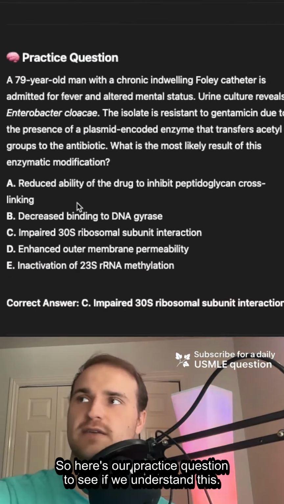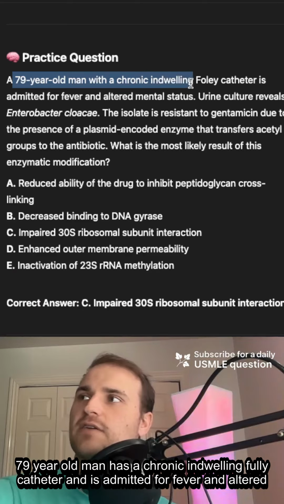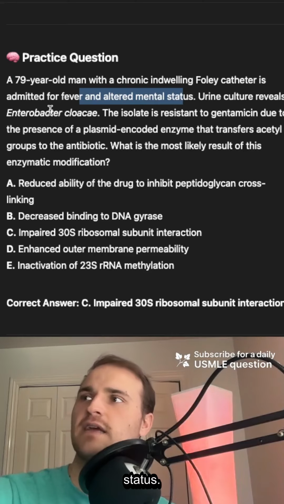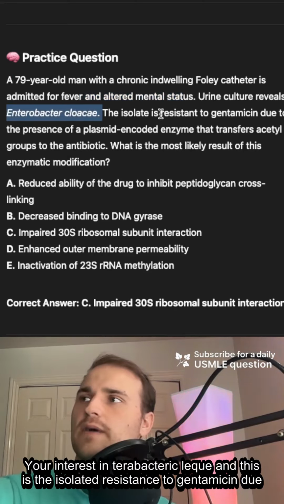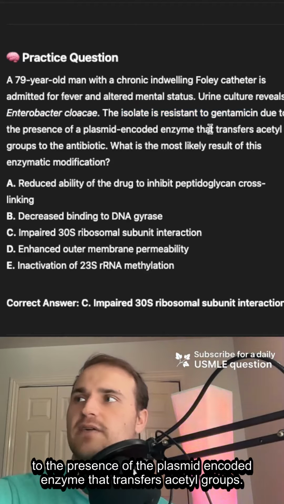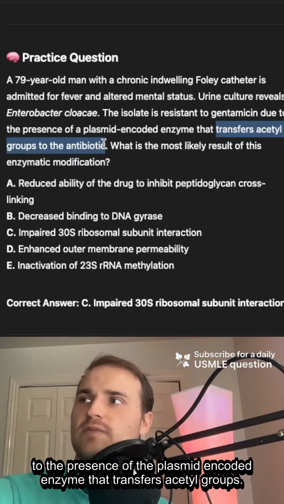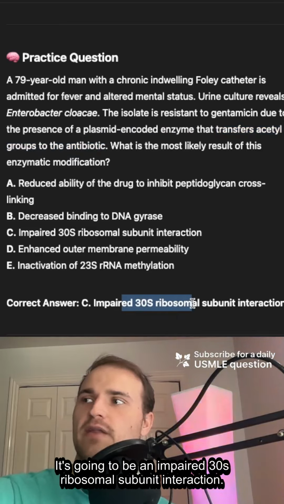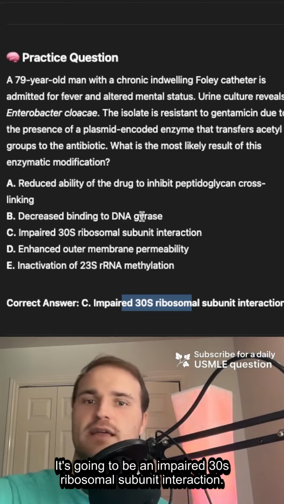So here's our practice question to see if we understand this. A 79-year-old man has a chronic indwelling Foley catheter and is admitted for fever and altered status. Urine shows Enterobacter cloacae, and the isolate is resistant to gentamicin due to the presence of a plasmid-encoded enzyme that transfers acetyl groups. So what's the result? It's going to be an impaired 30S ribosomal subunit interaction.